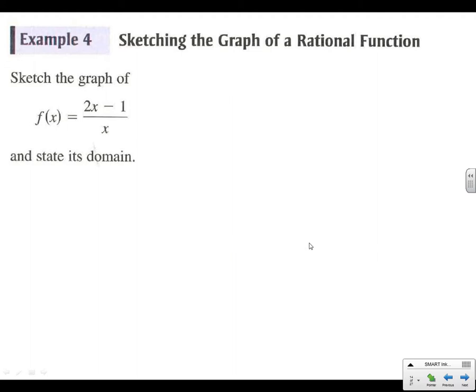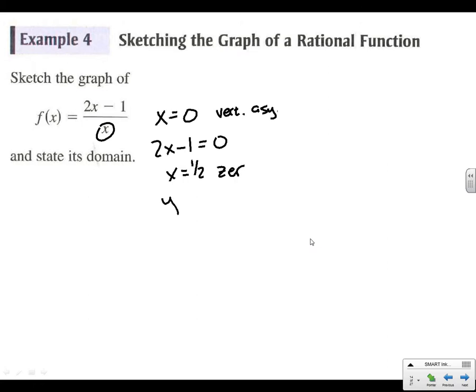All right, example 4 goes the same way. I'm going to start moving a little faster through these. So as we look at this, we're going to do everything we can. So we know that x equals 0 from the bottom. We know that 2x minus 1 equals 0. So we've got x equals, sorry, this is an asymptote. X equals 1/2 is a 0. We know that y equals 2 divided by 1 for our asymptote. And let's go ahead and graph this. So y equals 2.